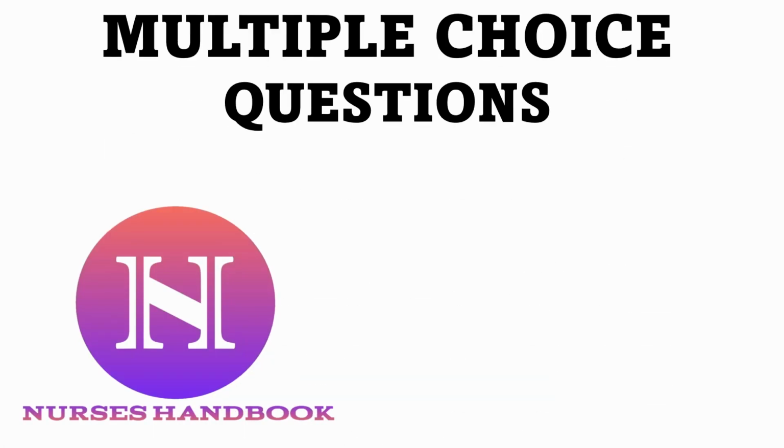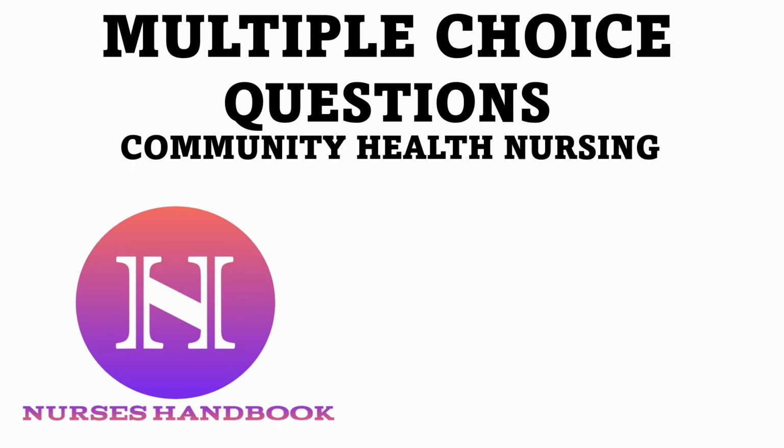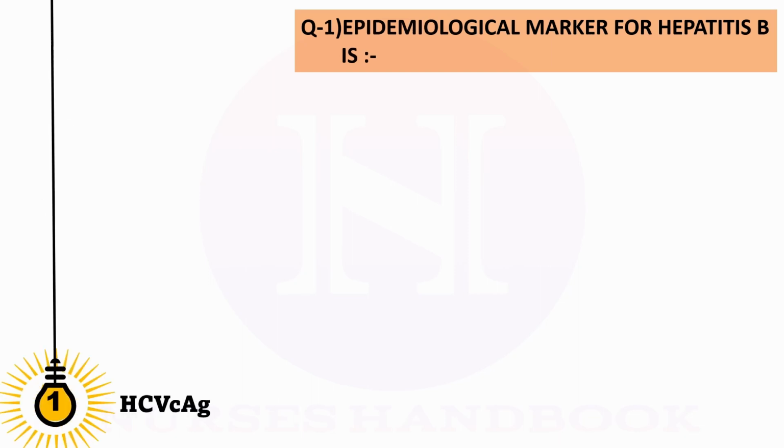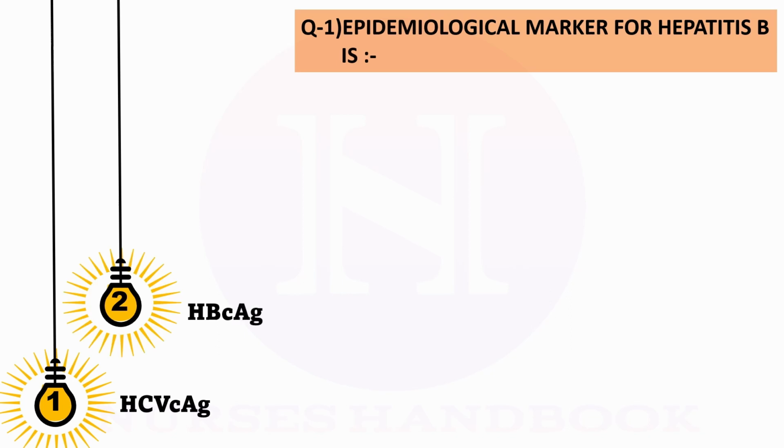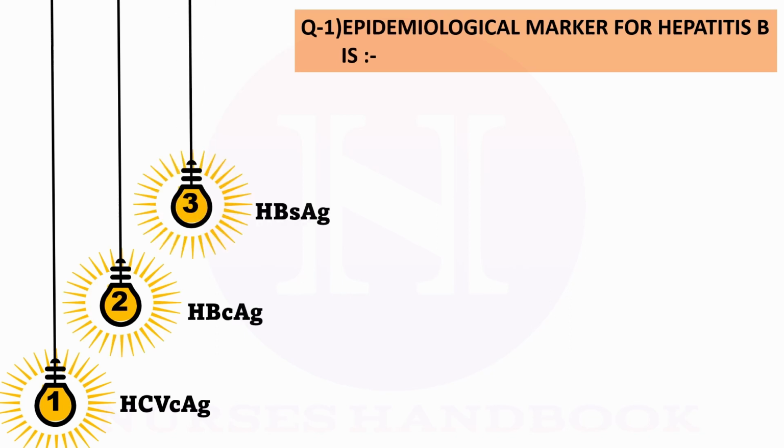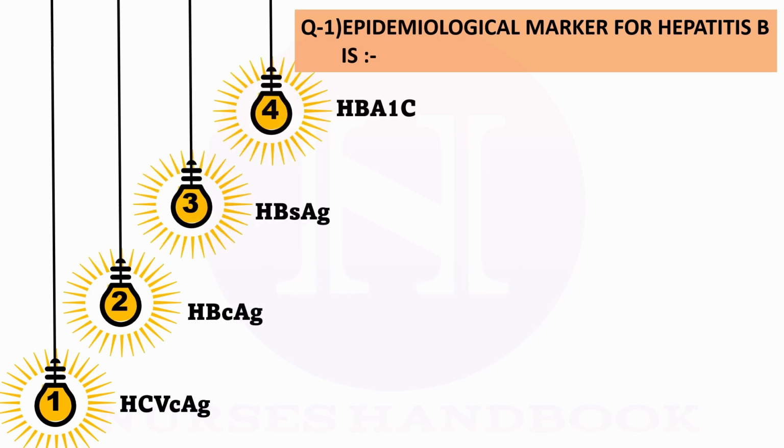Today we will be discussing some multiple choice questions from Community Health Nursing. Question number 1. Epidemiological marker for hepatitis B is HCV-C antigen, HBC antigen, HBS antigen, HbA1c. And the correct answer is HBS antigen.